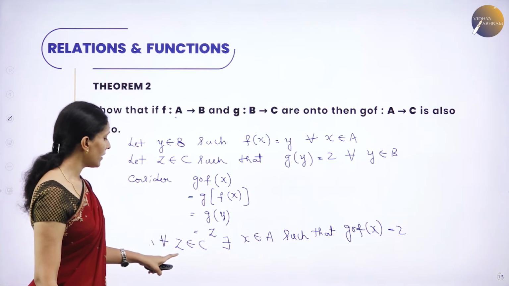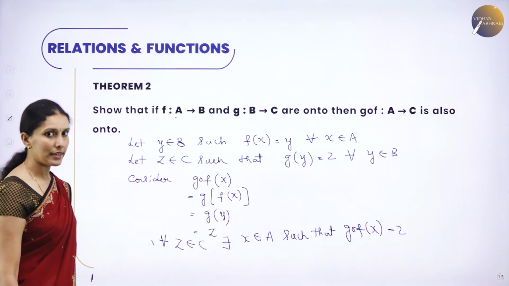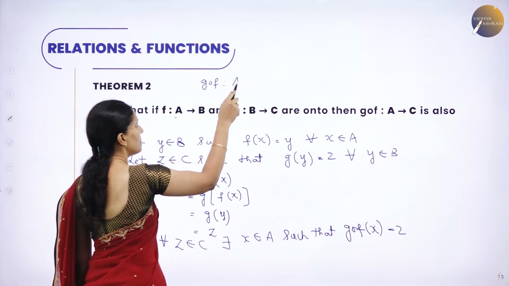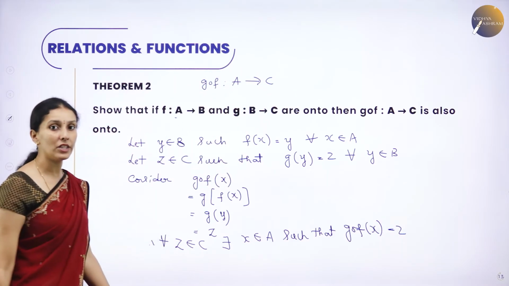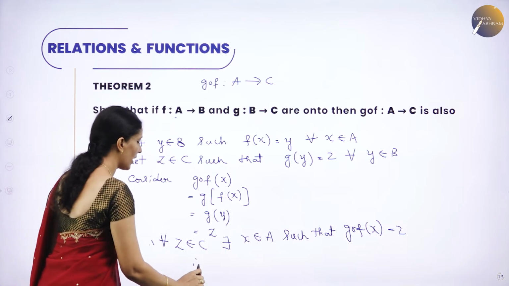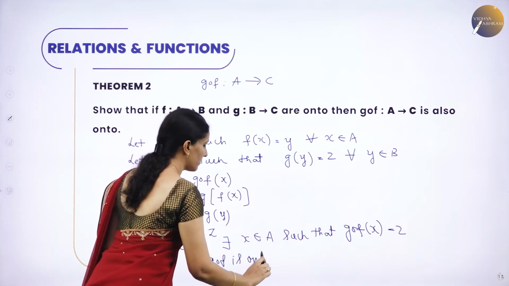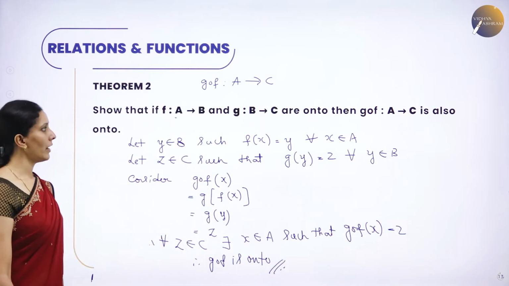So for any element in the set C, there exists an element in the set A. That means g naught f is from set A to set C. For any element in set C, we have a pre-image in set A. So therefore, what I can conclude is g naught f is onto. Hence it is proved.